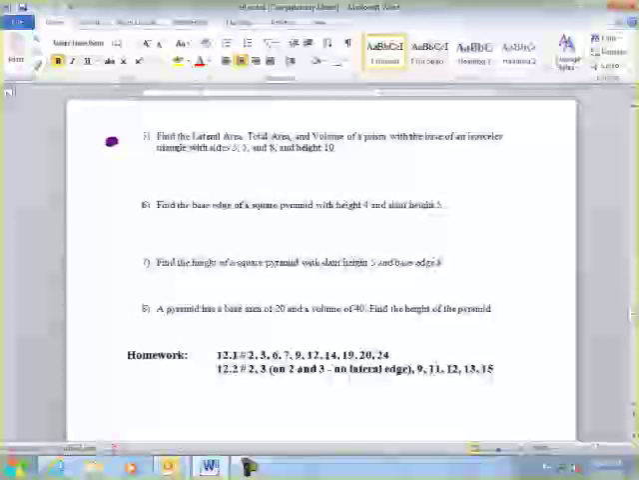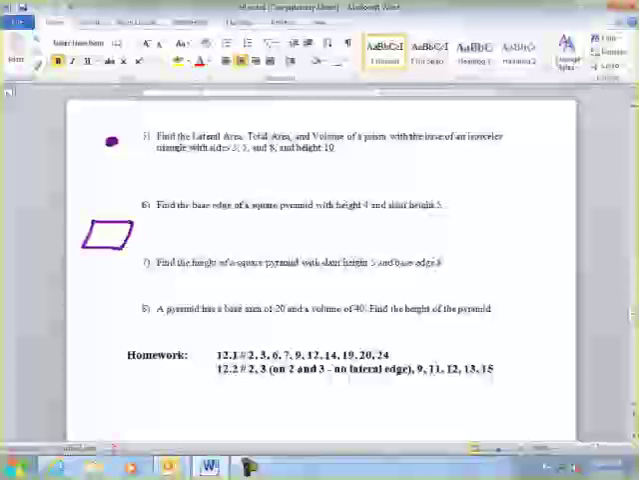Our examples today are on the same worksheet as yesterday, but we had 3 problems that we didn't complete on that worksheet, so we're going to look at those 3 problems today. So number 6 says find the base edge of a square pyramid. So what that means is the bottom of our pyramid is a square.